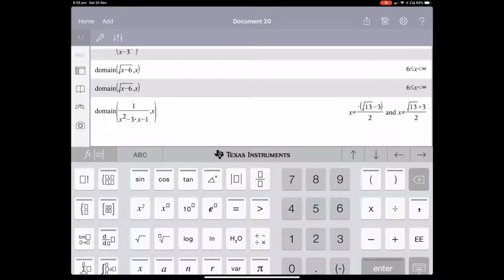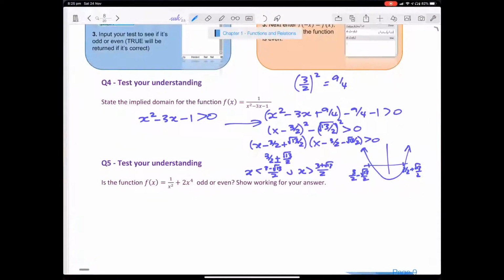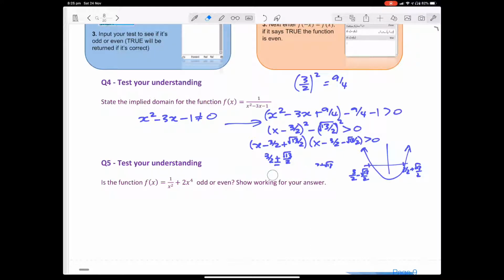Okay. Oh, it's not a square root. I just realized. Or is it a square root? No, it's not a square root. So it just can't equal those values. That was my stuff up. I was thinking it was a square root, but it's not. It's just a normal function. So the bottom can't equal 0. So in this case here, we don't need to graph it because it's not an inequality. We just need to know when it equals 0.